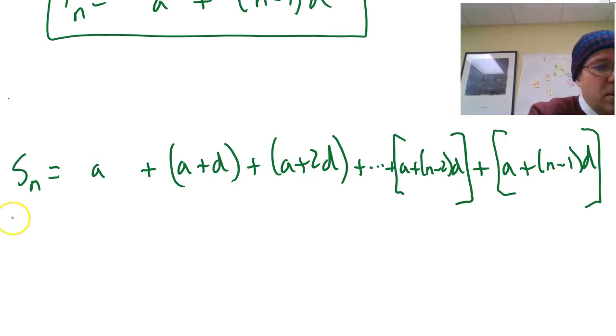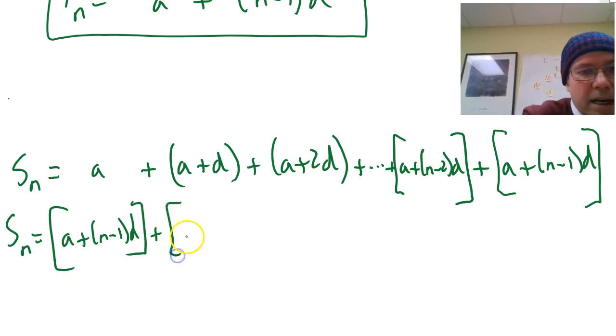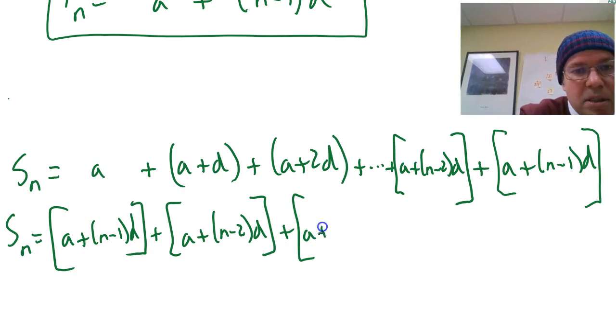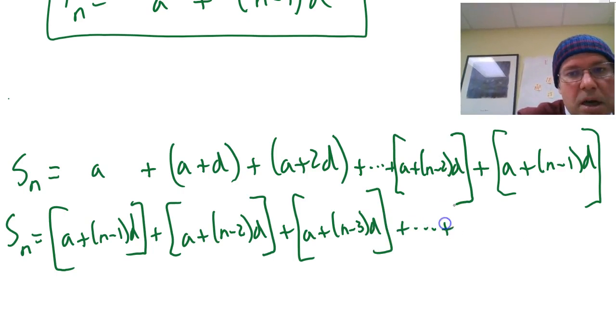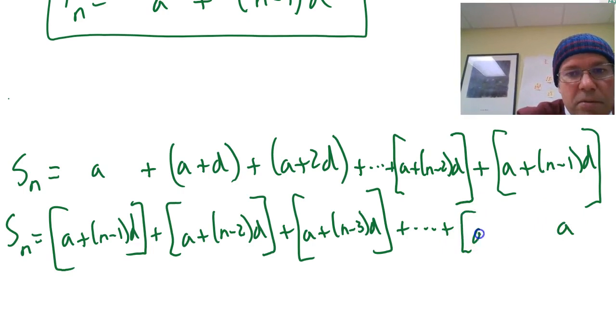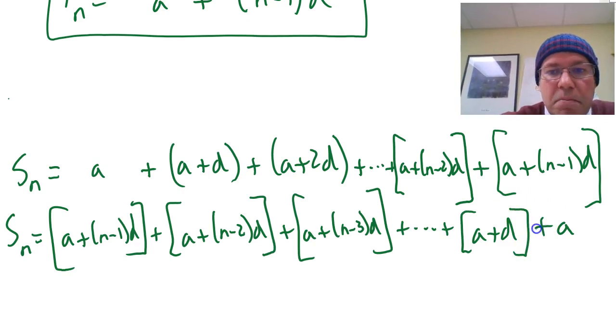Let's write the sum backwards, just as we did before. So this I'm going to write as a plus (n minus 1)d. The penultimate term I'm going to write as a plus (n minus 2)d, plus the next term before that would have been a plus (n minus 3)d, and so on. And my last term is clearly a, and the term before it would be a add d. So it's the same sequence, just written backwards. Now let's add them up in pairs, just like before.